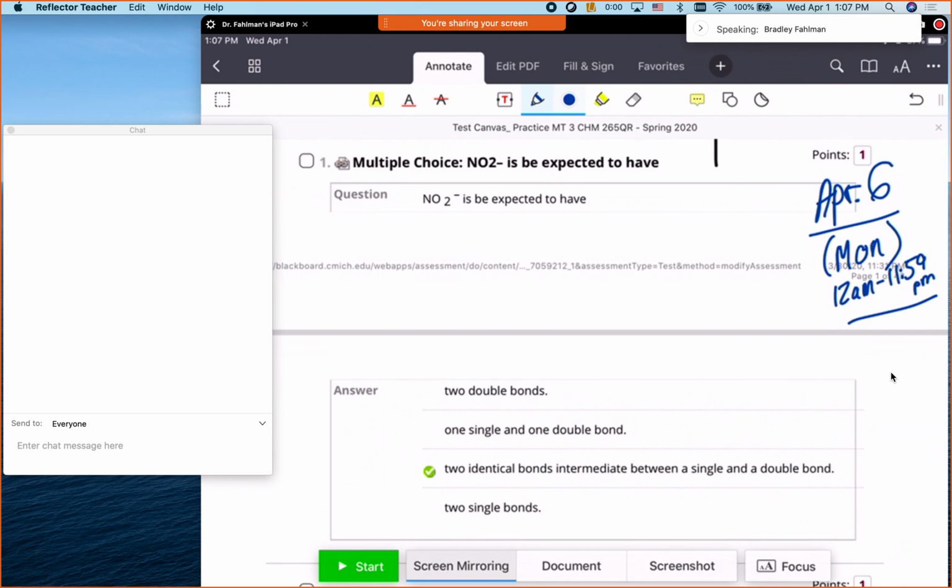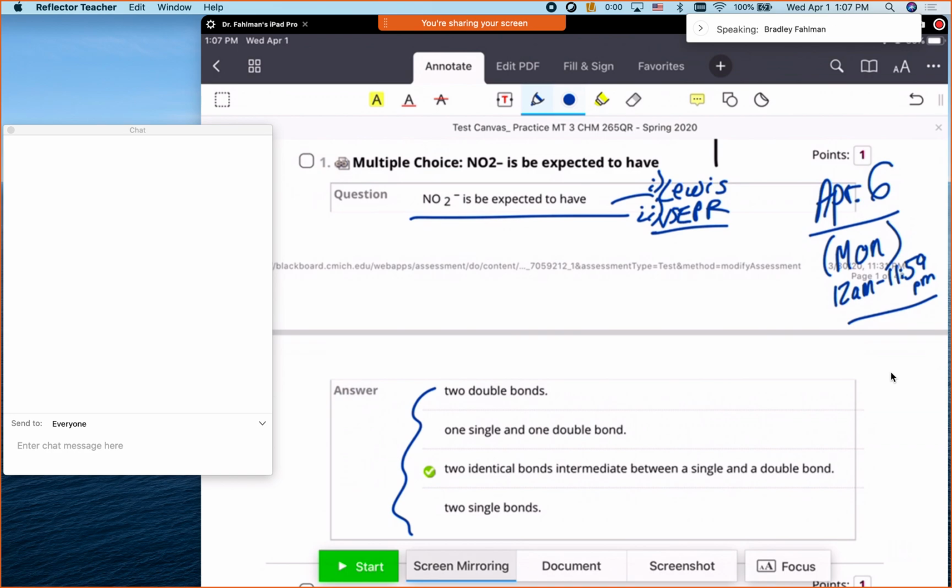Okay, so this first one is really asking about the shape. What is the shape of the NO2 minus molecule? Whenever it's asking for shape, that means you first have to do its Lewis structure, and then apply VSEPR theory to figure out its shape. So that's step one and then step two.